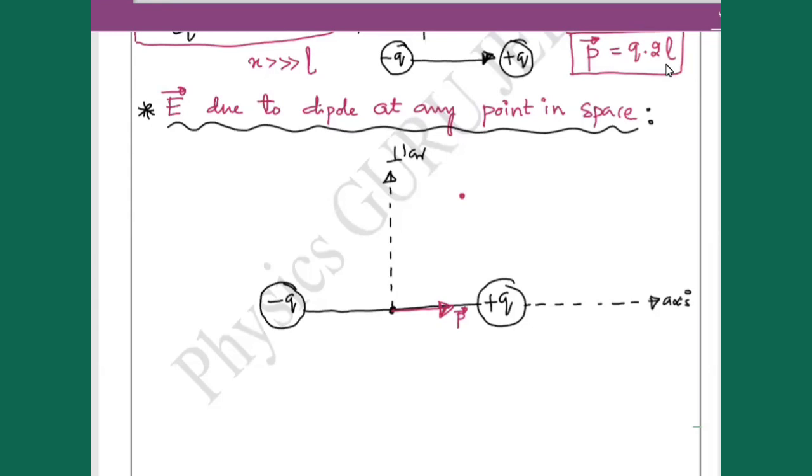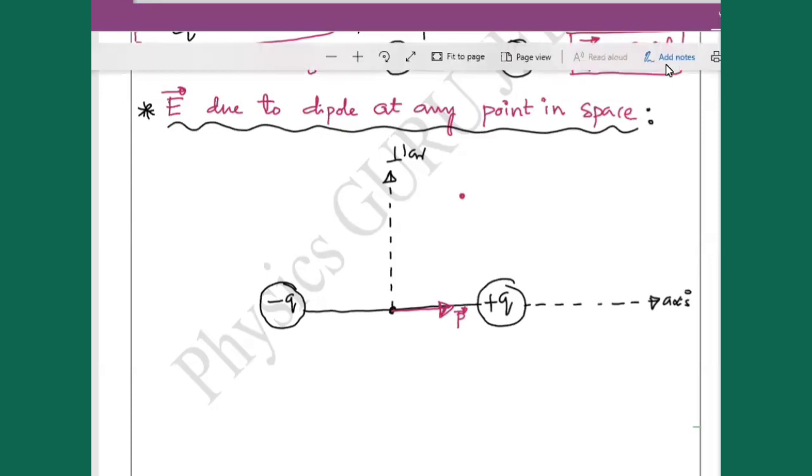So then what we'll do, join a line. Is it clear? So it is at a distance of x and making an angle theta. Is it clear? So I want to calculate at this particular point. On the axis, we already calculated E axial at this point, and E equatorial at this point. Now we want it at this particular point, where this angle is theta.